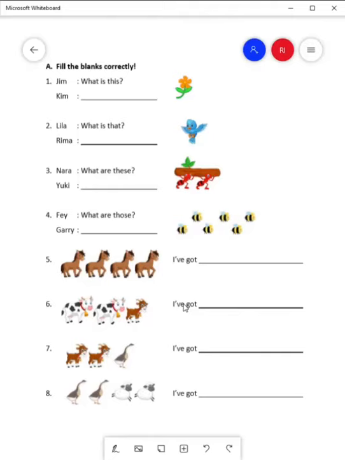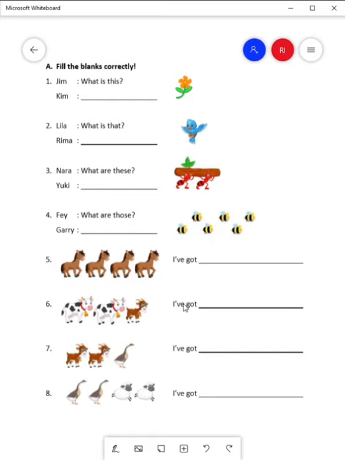Everyone. Today we are actually going to review some questions that will be on your test. Today is actually for English. So let's just get started. Look at number 1. For this one, we only have to fill in the blanks correctly.